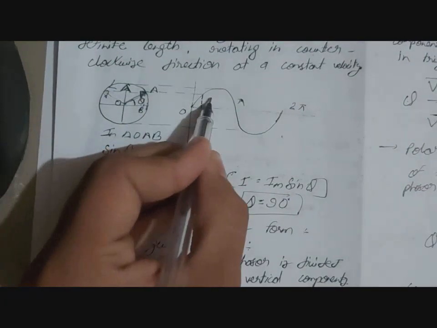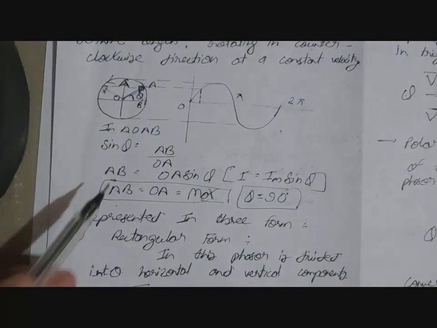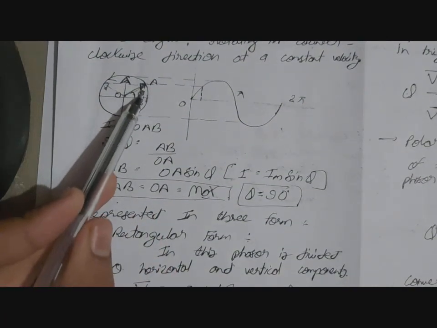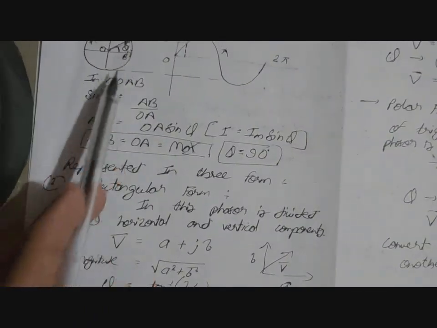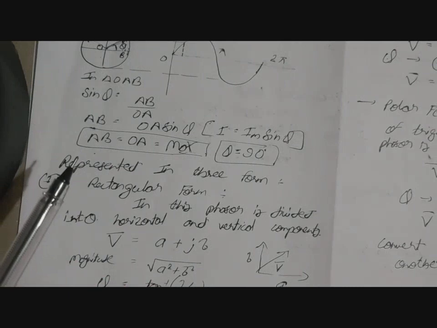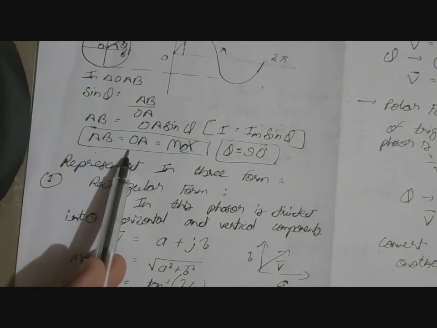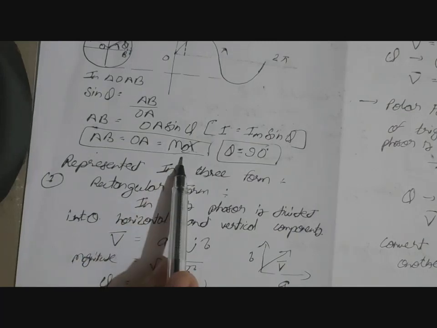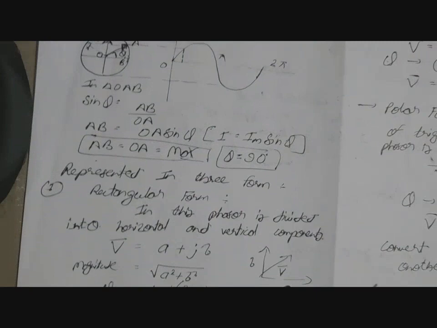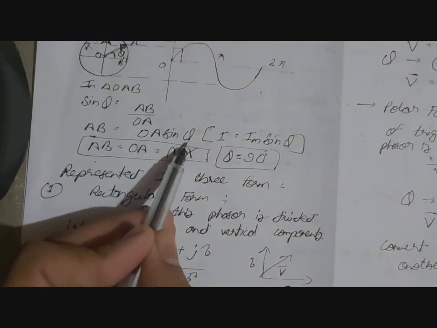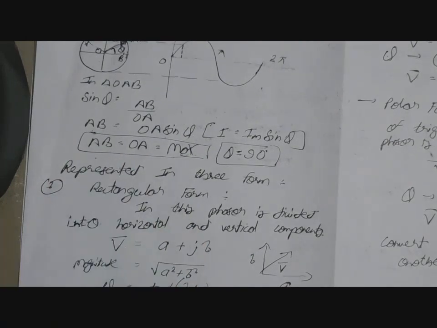In triangle OAB, sin theta is equal to AB by OA, and you can obtain AB, so that you can find the magnitude at any instant of time. So AB is equal to OA, which is the max value, when theta is equal to 30 degree. When theta is equal to 90 degree, then AB is equal to OA.